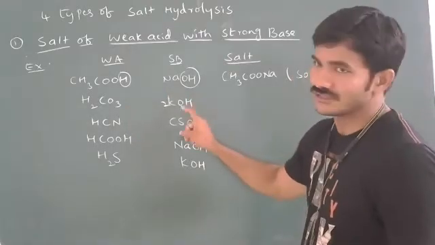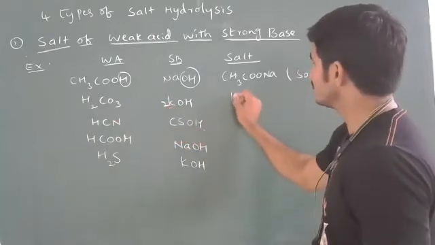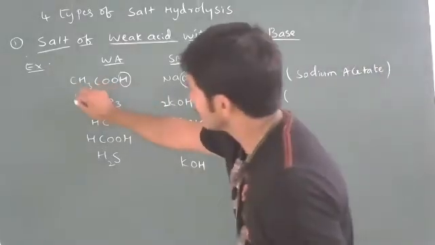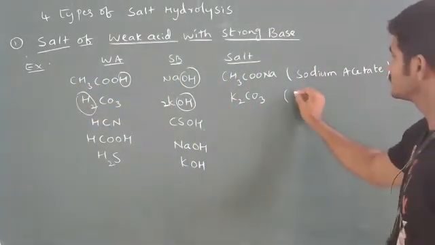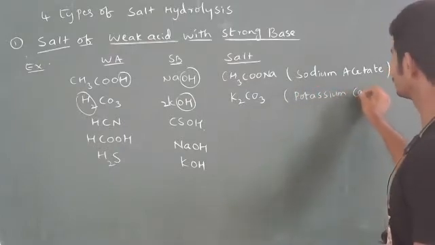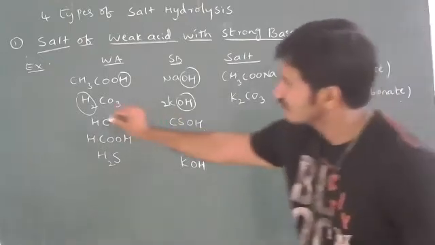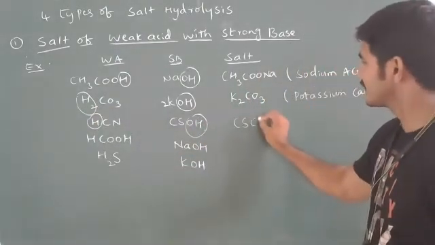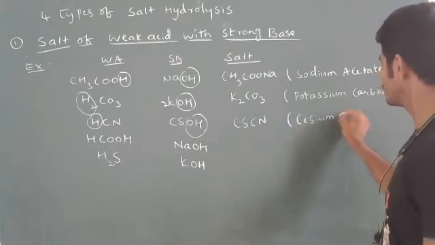Another one here: carbonic acid with KOH. I will take 2 KOH. For 1 mole of carbonic acid, it requires 2 moles of potassium hydroxide. So we'll get K2CO3, eliminating hydrogen and OH. This is potassium carbonate. And here also hydrogen and OH are eliminated. You will get cesium cyanide.